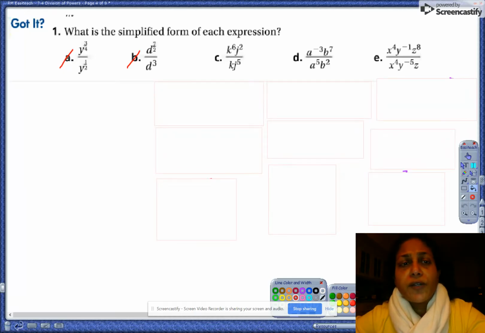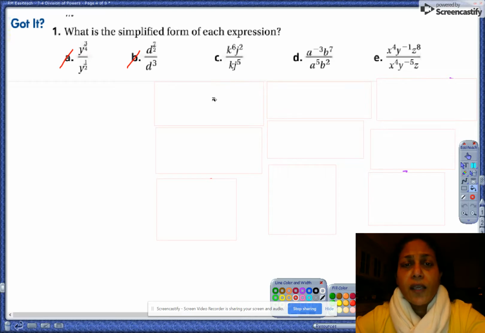Let's try some got it problems. For now, I want you to ignore any questions that have fractional exponents. So we're only going to be working with whole number or integer exponents. So here we have k and j. We're going to look at k first and then j.